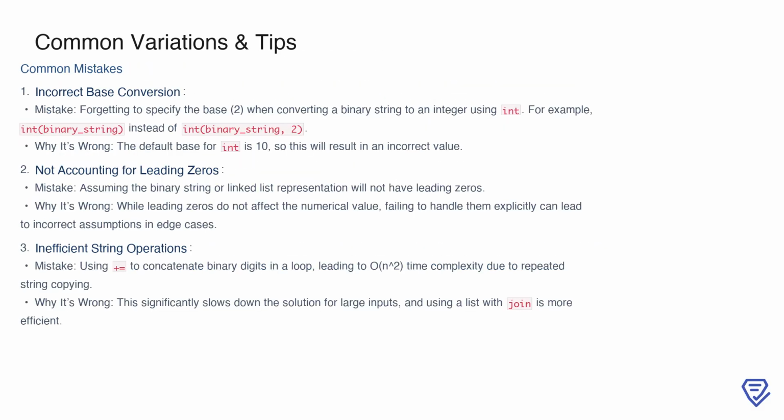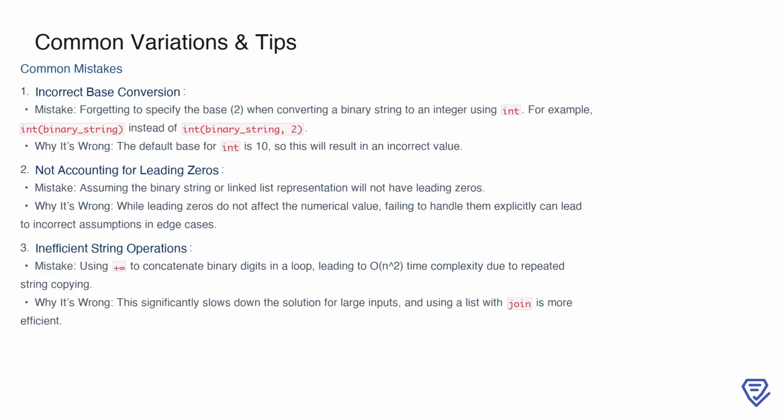When solving this problem, there are several common mistakes to watch out for. First, forgetting to specify the base when converting a binary string to an integer is a frequent issue. If you use int(binary_string) without specifying the base as 2, the function assumes the base is 10, leading to incorrect results. Always use int(binary_string, 2) for binary conversions.